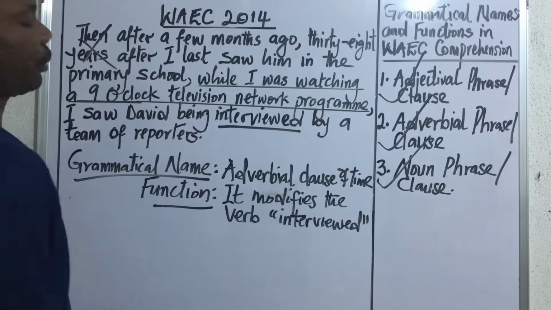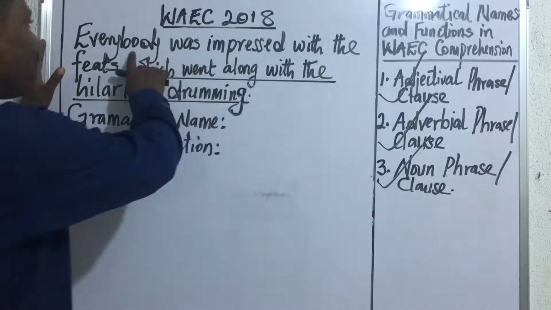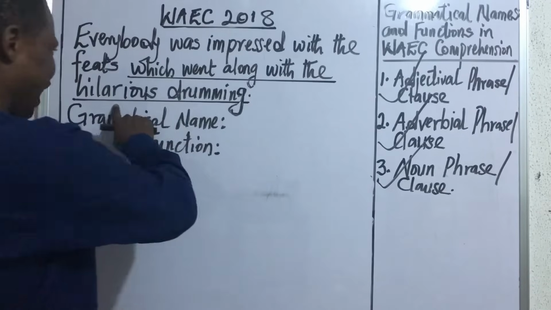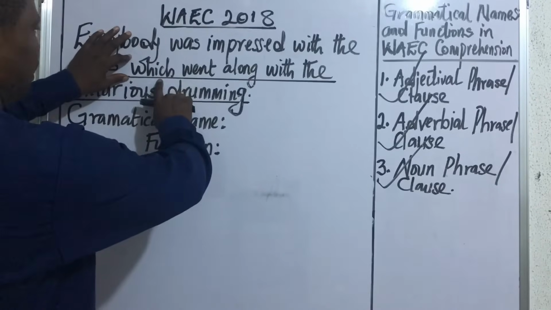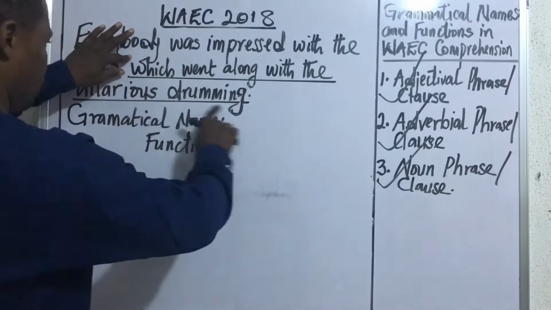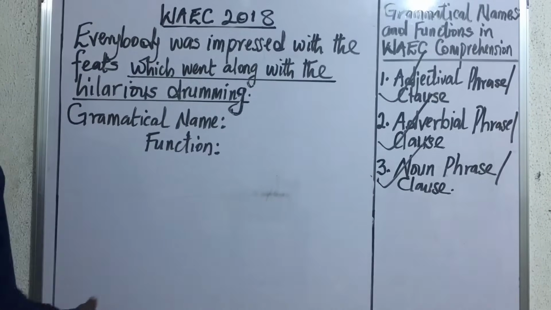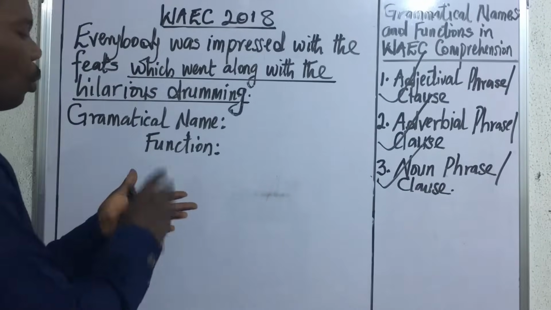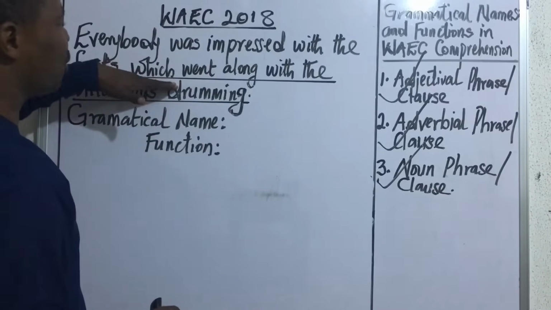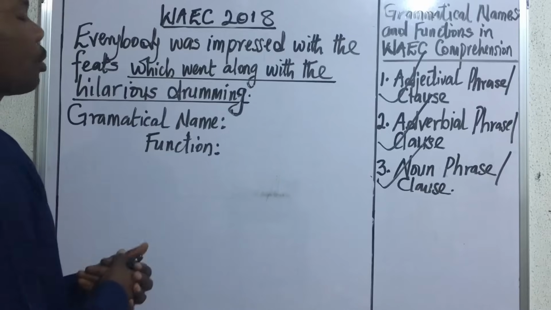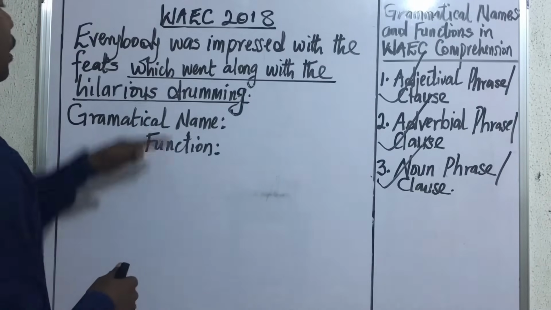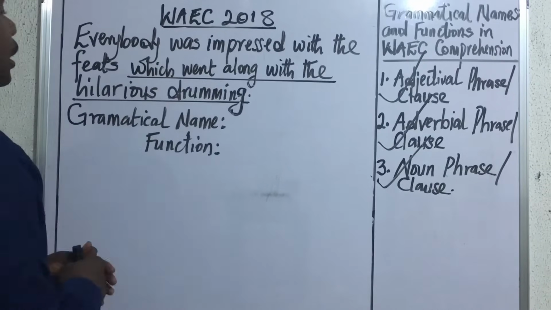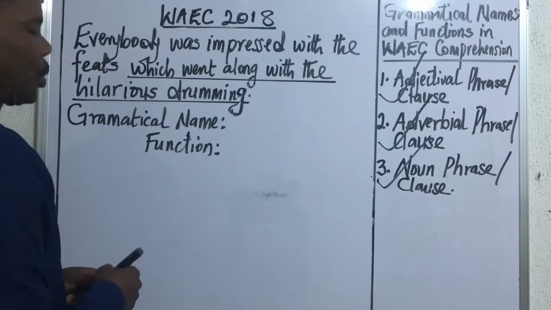Let's go to the next one. WAEC 2018. Everybody was impressed with the feats which went along with the hilarious drumming. What we are considering here is "which went along with the hilarious drumming". Very simple. Like we discussed under the adjectival clause, we said that they begin with which, who, whose, whom. So automatically this is an adjectival clause or phrase. So you now ask yourself, does it contain a verb or not? This expression contains a verb, "went". So since a verb is present in this expression, it becomes an adjectival clause.